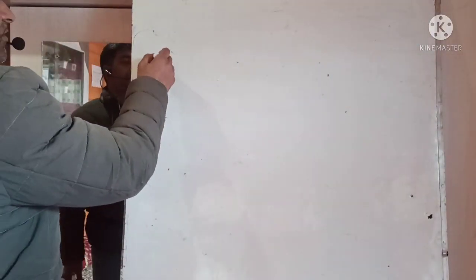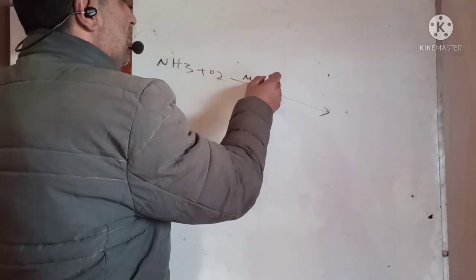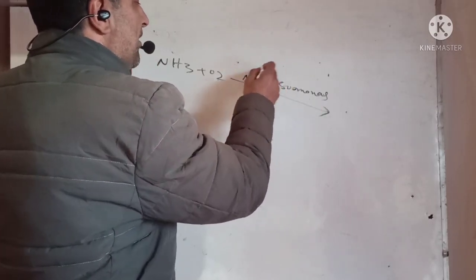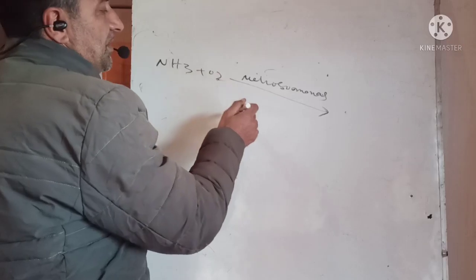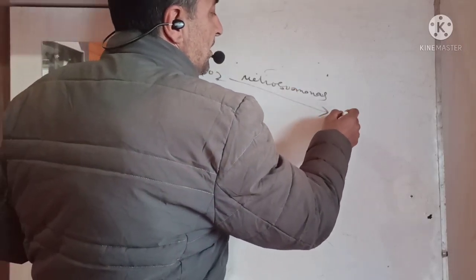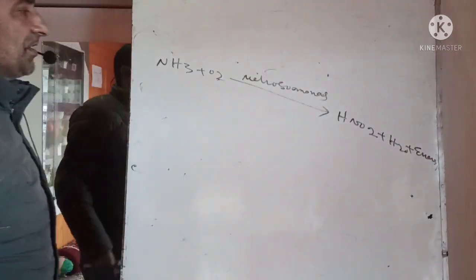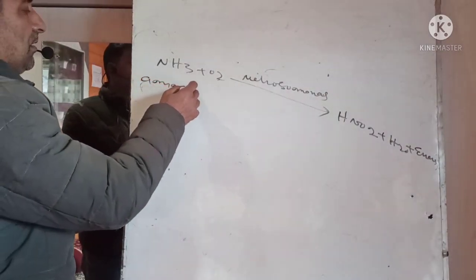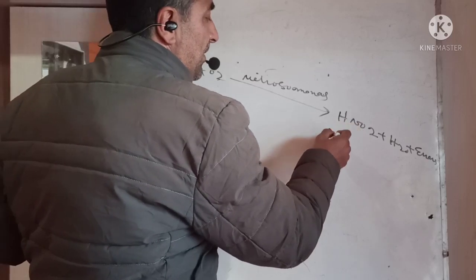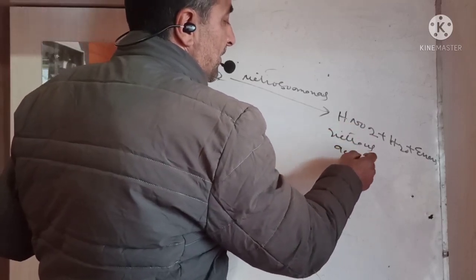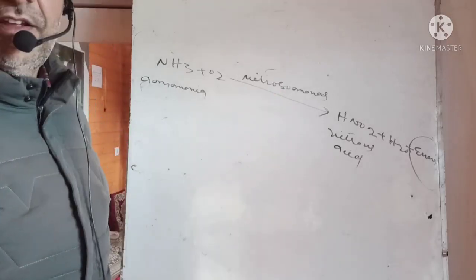Shall I try to understand? Ammonia, NH3. This is nitrosomonas, a nitrogen-fixing bacteria. Here ammonia undergoes oxidation by nitrosomonas and forms HNO2 plus water plus energy. This is ammonia. It undergoes oxidation by the nitrogen fixing bacteria called nitrosomonas and forms nitrous acid, with the release of energy. So this is the chemical reaction carried out by nitrosomonas.